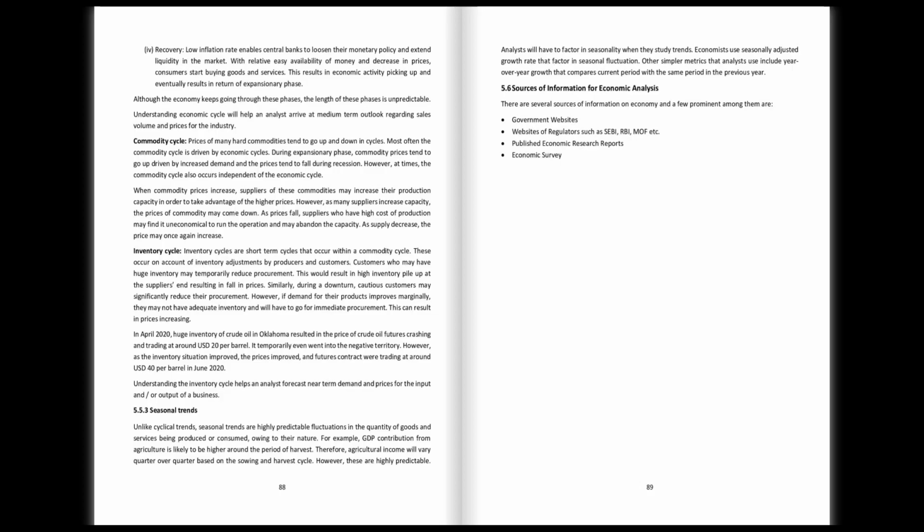Seasonal trends. Unlike cyclical trends, seasonal trends are highly predictable fluctuations in the quantity of goods and services being produced or consumed owing to their nature. For example, GDP contribution from agriculture is likely to be higher around the period of harvest. Therefore, agricultural income will vary quarter over quarter based on the sowing and harvest cycle. However, these are highly predictable. Analysts will have to factor in seasonality when they study trends. Economists use a seasonally adjusted growth rate that factors in seasonal fluctuation.